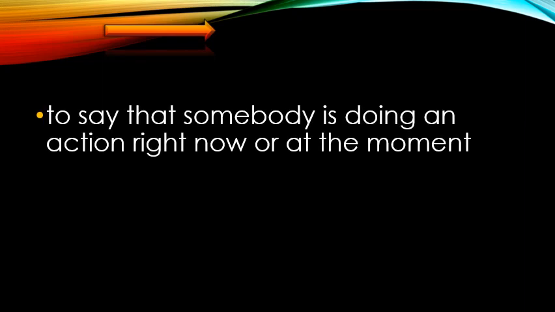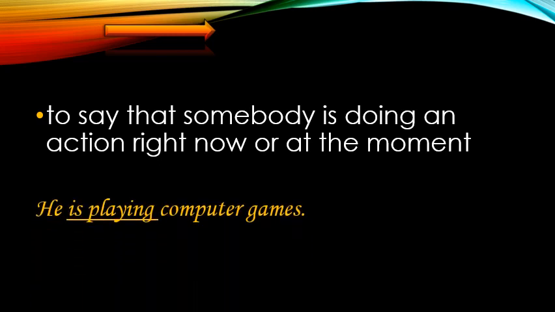So, the first usage: we use the present progressive, or the present continuous, to say that somebody is doing an action right now or at the moment. You notice? Right now or at the moment. Now I'm recording a video. For example, he is playing computer games. What is he doing now? He is playing computer games.